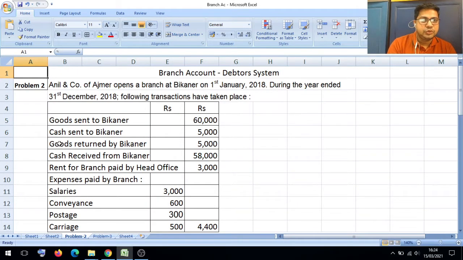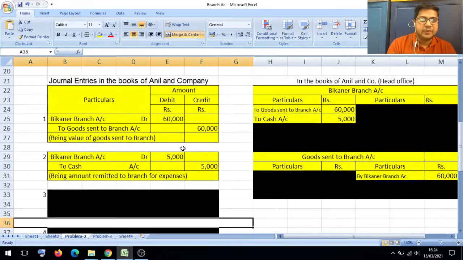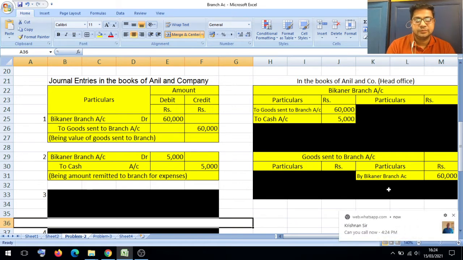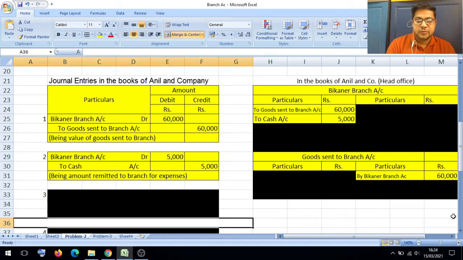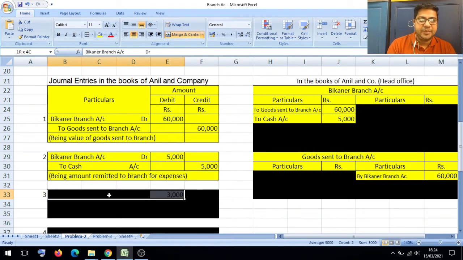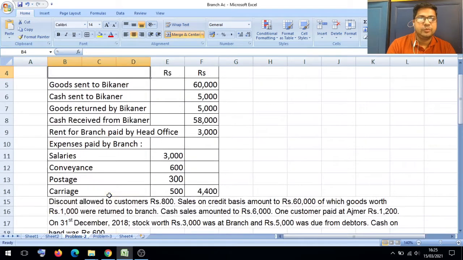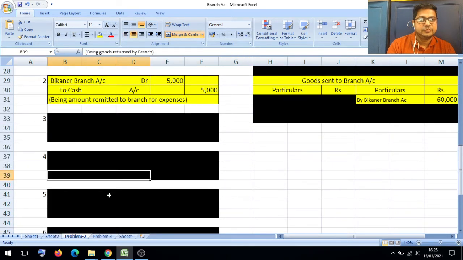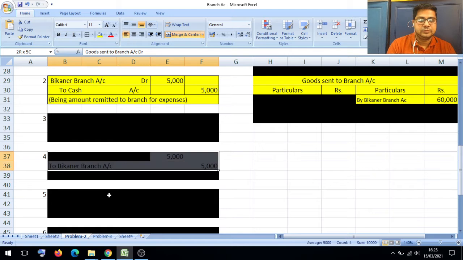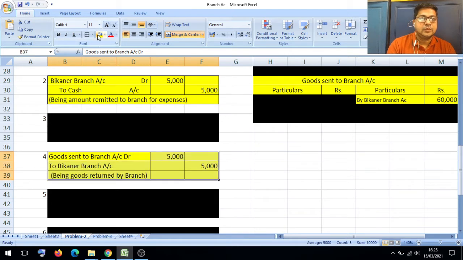Next, goods returned by Bikaner, 5,000. Whenever the goods are sent, the entry will be Bikaner branch account debit to goods sent to branch account. So whenever the goods are returned, the entry will be: how much value of goods sent returned, 5,000. So the entry will be goods sent to branch account debit 5,000 to Bikaner branch account 5,000.